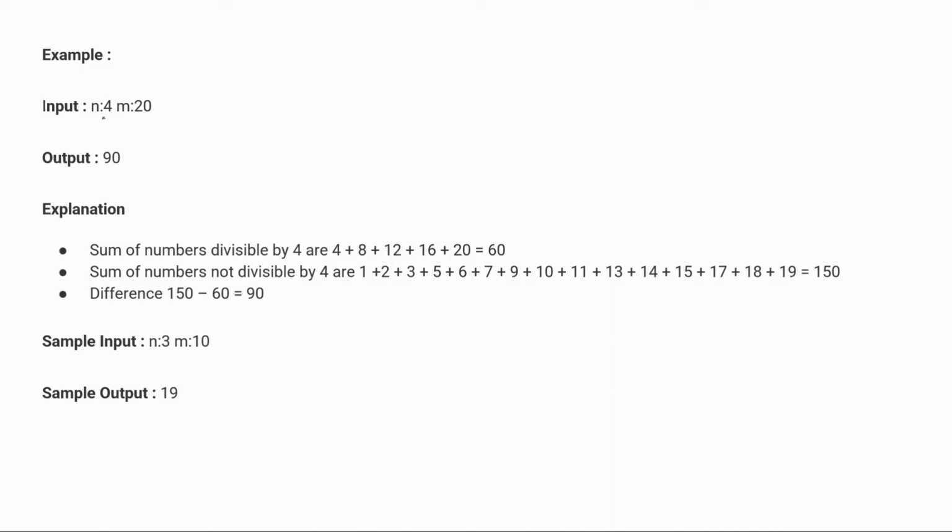So here you can see n is 4 and m is 20, and the output is 90. You can see the explanation here. The sum of numbers divisible by 4 are 4, 8, 12, 16, and 20, so the total sum is 60. And the sum of numbers which are not divisible by 4 are 1, 2, 3, 5, 6, 7, and so on, and this total sum is 150. So the returned output is 150 minus 60, that is 90. Similarly for n equal to 3 and m 10, the output is 90.